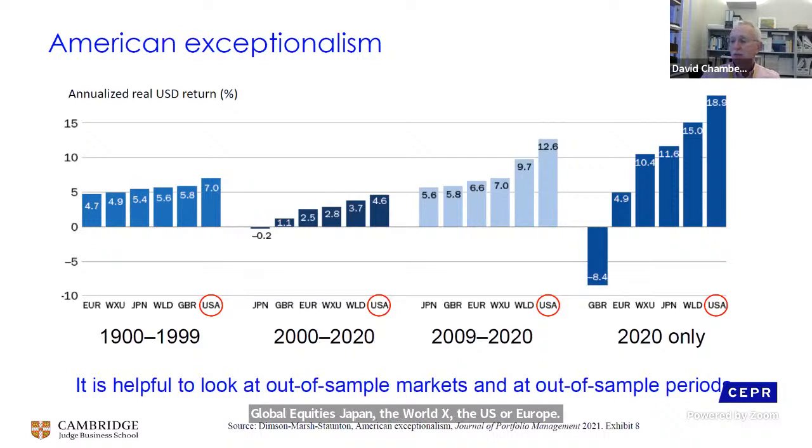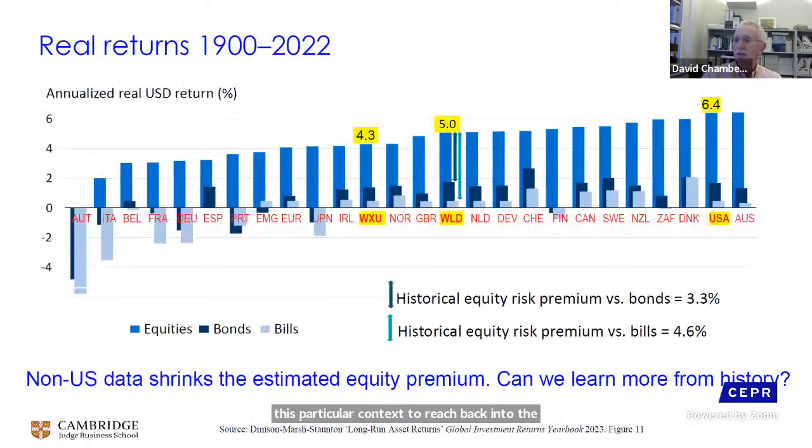When we're thinking about the future, rather than just being happy to focus on the US experience, it's very helpful to be able to look at other markets, but also to look at out of sample periods, and in this particular context, to reach back into the 19th century. So this data I'm showing you here all comes from the Dimson, Marsh and Staunton data set.